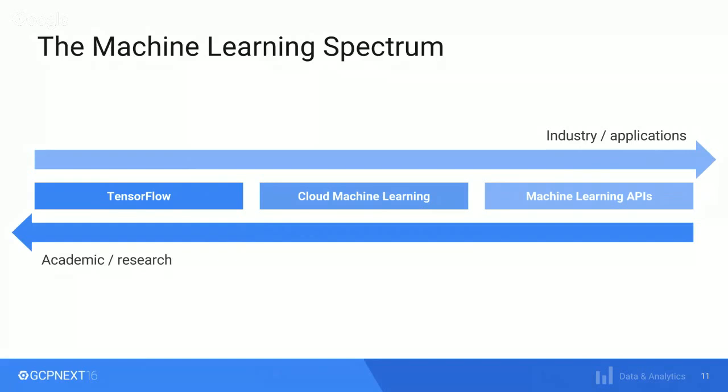If you can call a REST API, you can use what's on this end of the spectrum. And then the third thing we talked about at the conference was filling out the middle here, cloud machine learning. So this is where, for whatever reason, the prepackaged APIs with the pre-made models don't work for your particular machine learning application.